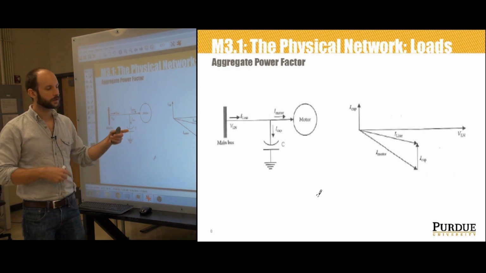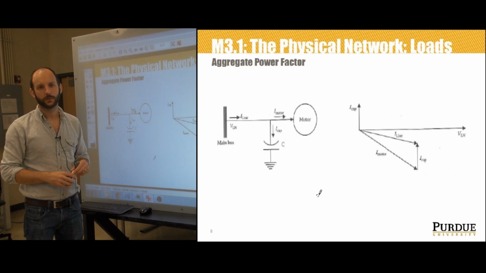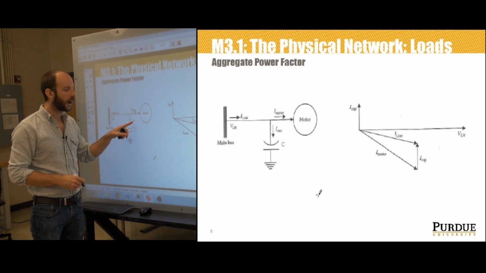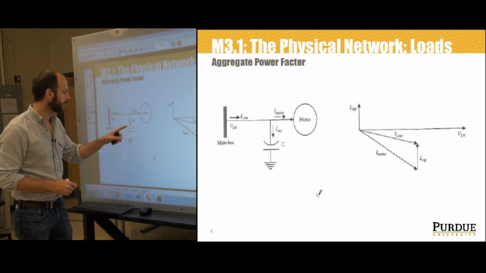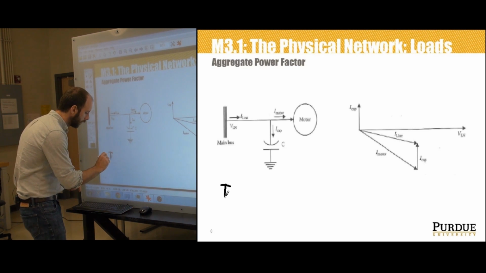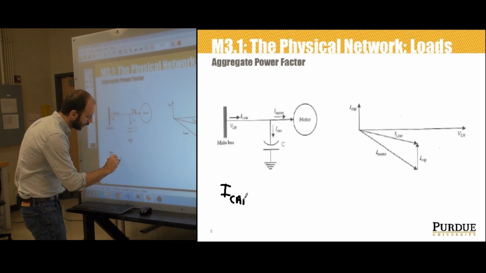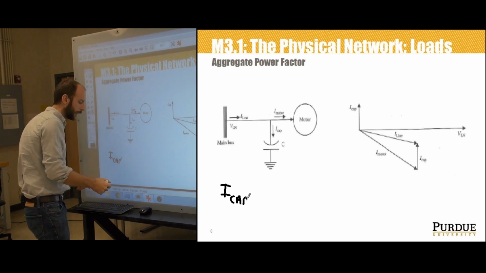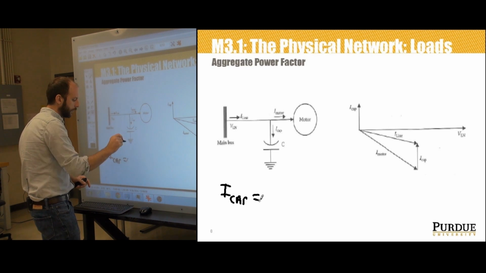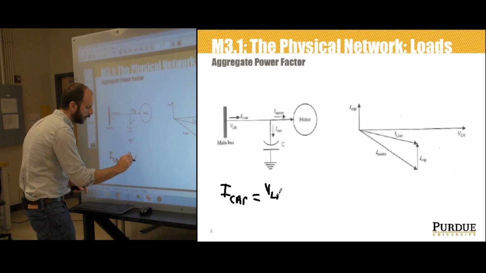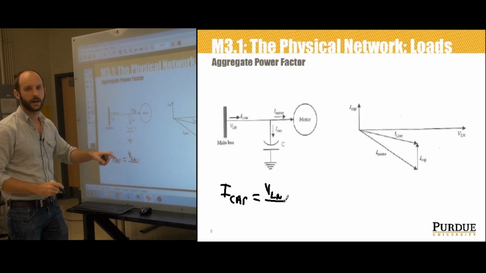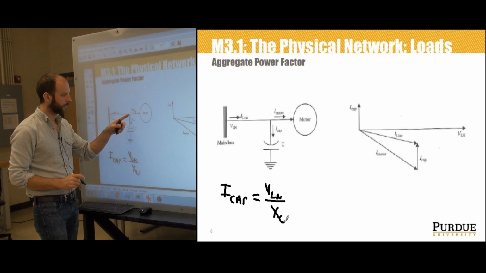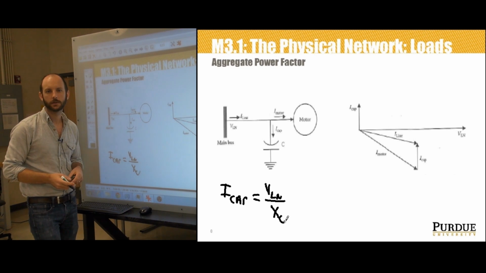So let's look at this using the technique of the phasor diagram that we developed previously. The current here, I cap, is going to be given by the voltage across the capacitor divided by the impedance in the capacitor branch, which is just, in this circuit, the line to neutral voltage, divided by XC. Right? Voltage drop divided by the impedance.